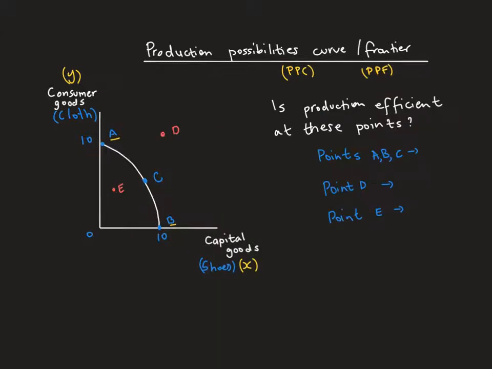Okay, so the next thing we need to understand about the PPC curve is which of these points are efficient. Now, we're already familiar with A, B, and C, which are on the PPC curve, right?